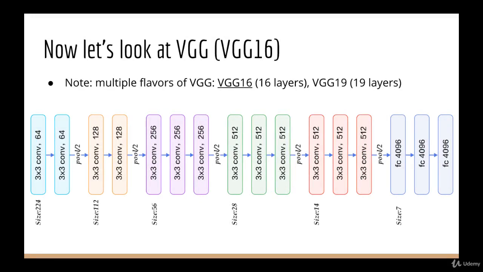So the VGG architecture is as follows. And by the way, there are multiple types of VGGs. So the VGG 16 has 16 layers and the VGG 19 has 19 layers. We'll be focusing on VGG 16, but the principles remain the same, so there is no loss of generality. So for VGG 16, we have 2 convolutions followed by pooling, 2 more convolutions followed by pooling, now 3 convolutions followed by pooling. Now repeat the 3 convolutions plus pooling 2 more times, and then we have 3 fully connected layers.